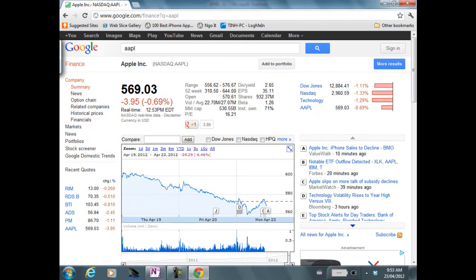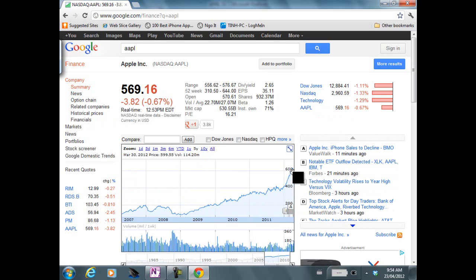Holy crap! I actually lost money. Because it used to be 600. It's $570 right now. That's Apple. And if you look at it, it actually hit $600. I bought it right around here.